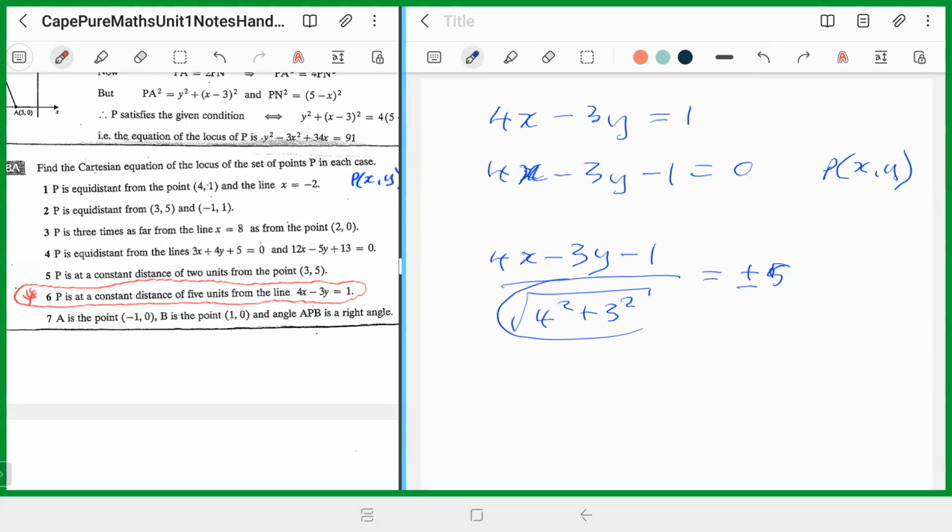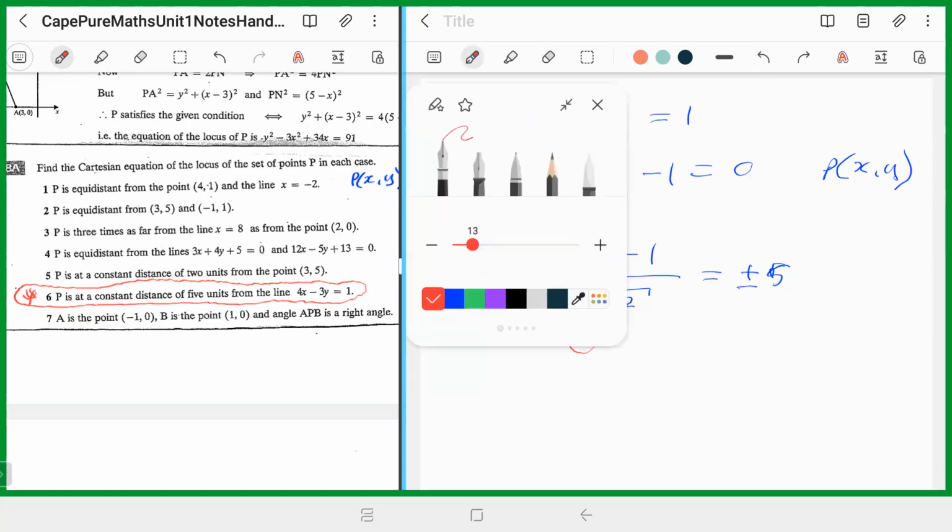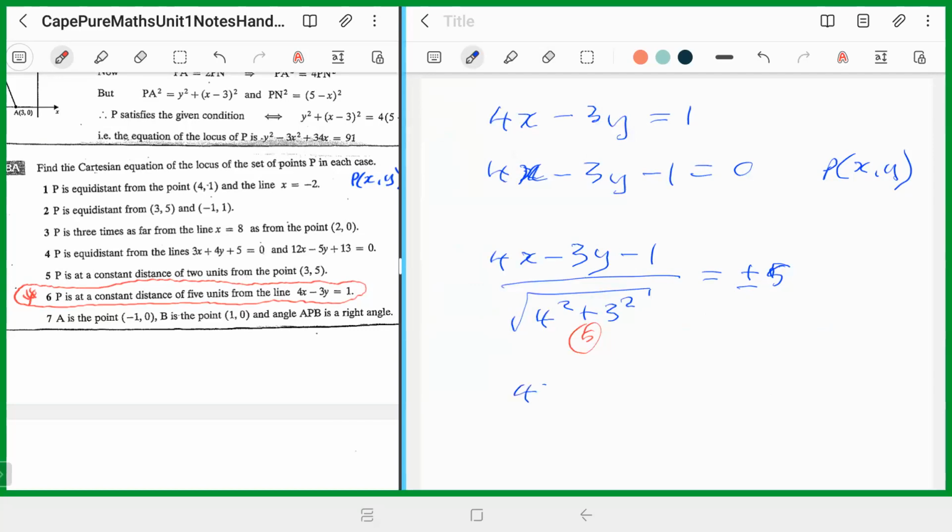This one here says a 5, guys. Square root of 4 squared plus 3 squared is 5. This works out to be 5 under here. We multiply the 5 across and get 25. So I'm gonna get 4x minus 3y minus 1 equals plus or minus 25. I'm gonna get 2 equations, one with the plus and one with the minus.